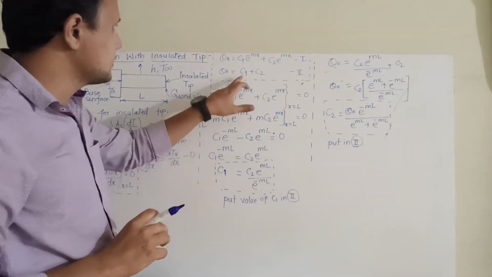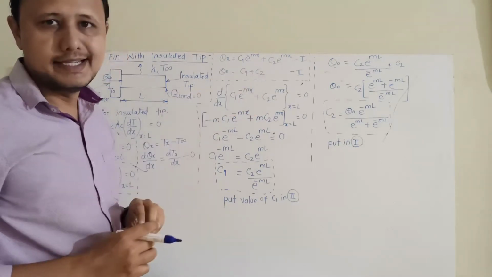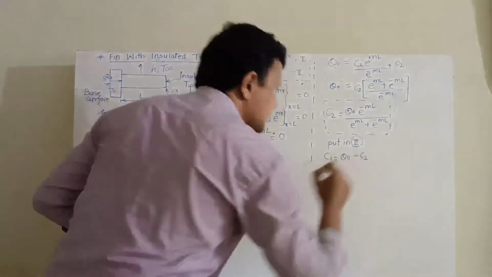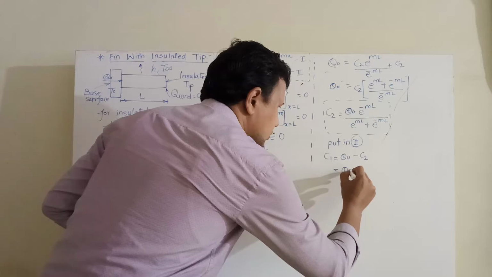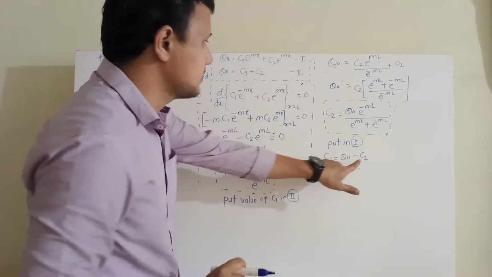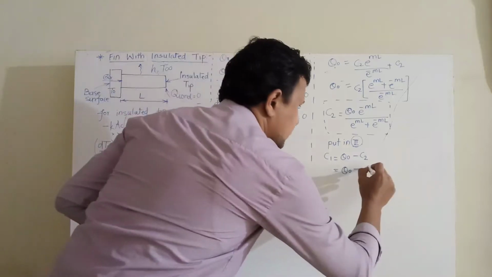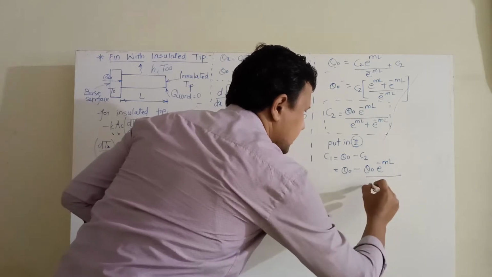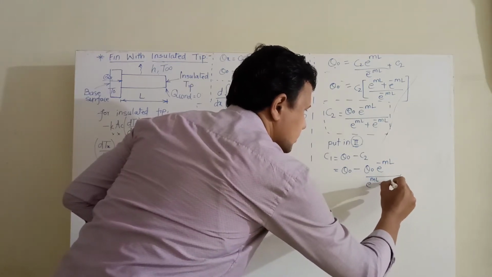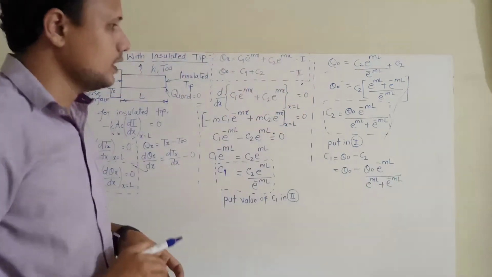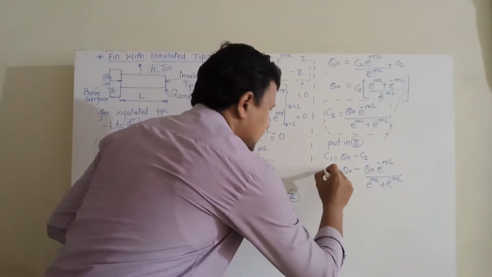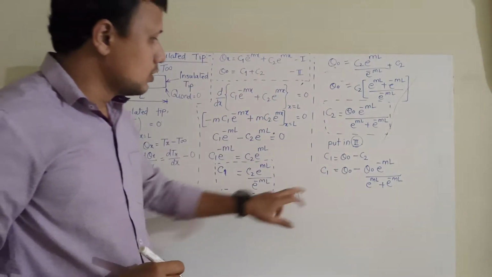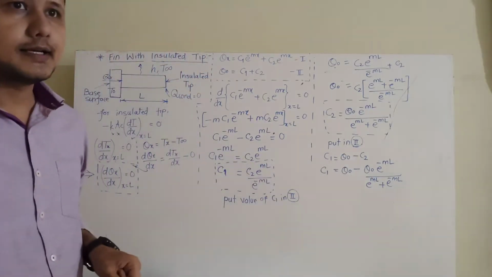What I can write is c1 is actually theta 0 minus c2. So we know that c1 is equal to theta 0 minus c2, and it will be equal to theta 0 minus, so what is c2? c2 is this much value. So that will be equal to theta 0 e raised to minus ml divided by e raised to ml plus e raised to minus ml. Okay, now you must have understood that we are properly organizing the things so that we get similar parameters on one side.